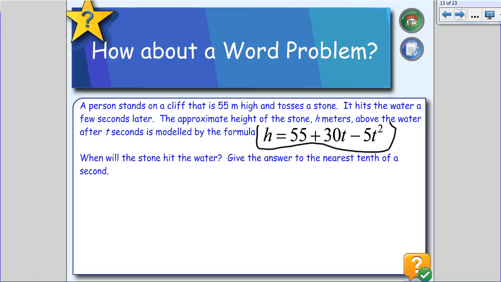A person stands on a cliff that is 55 meters high and tosses a stone. So, he's up here. He's on a cliff. There's water down here. He chucks a stone. It's a little black stone because he picked it up off the black cliff.